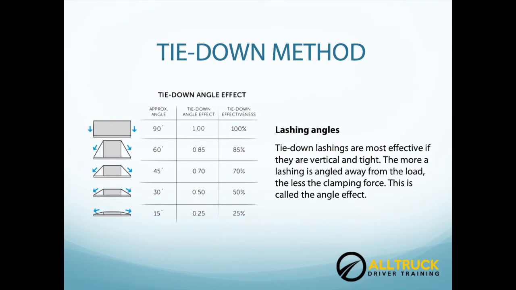The next factor I want to talk about would be the lashing angles. Tie-down lashings are most effective if they're vertical and tight. The more a lashing is angled away from the load, the less the clamping force. This is called the angle effect. So you see an example here, the top being a 90-degree angle, and that provides 100% effectiveness. But as we start to have the angle closer to the horizontal, so as we start to decrease the angle, you can see at 45 degrees we've lost 30%, and by the time we get to 15 degrees we've lost 75% of its effectiveness. So the tie-down angle is definitely something to consider.